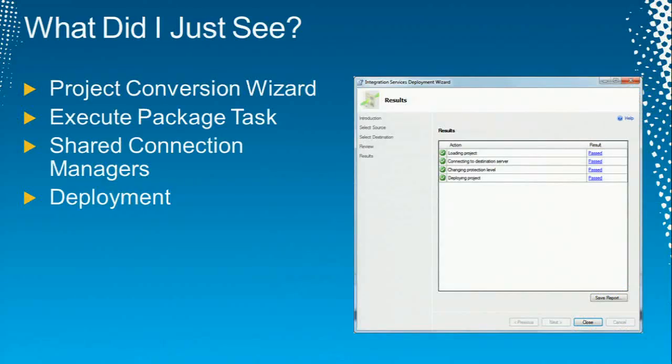So what we saw was the project conversion wizard. Its main purpose is to convert your package tasks, execute package tasks, and convert configurations to parameters. I talked about shared connection managers and how you can make use of them. And I quickly showed the deployment wizard. Does all that stuff make sense as well?